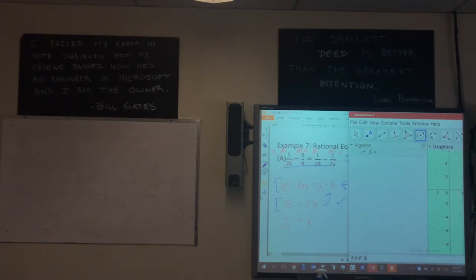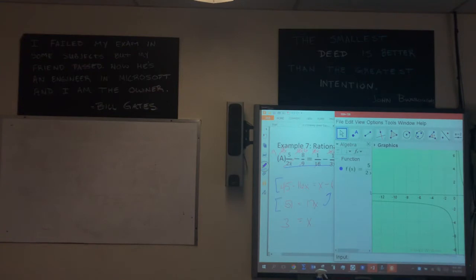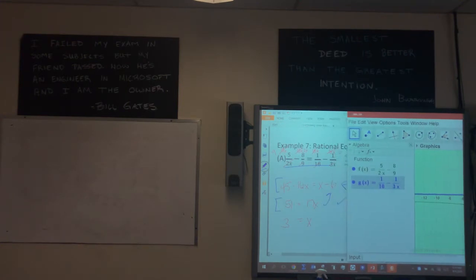what that first one was like. 5 divided by 2x minus 8/9. Okay? So the left-hand side looks like that thing. And that's one of the first rational type equations that we'll talk about. It's called a reciprocal equation. And then I'm going to write in 1 over 18 minus 1 over 3x. So give me the right-hand side of the equation.